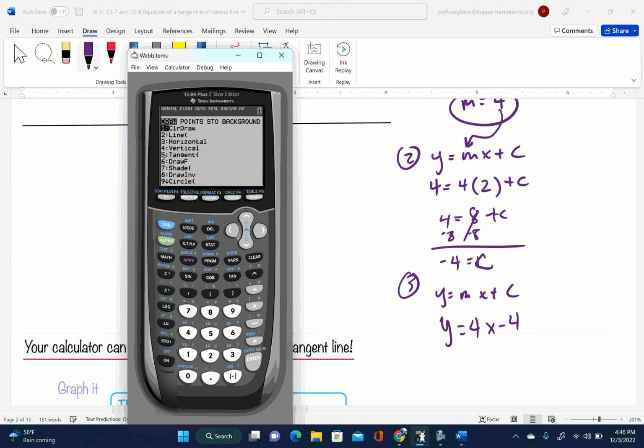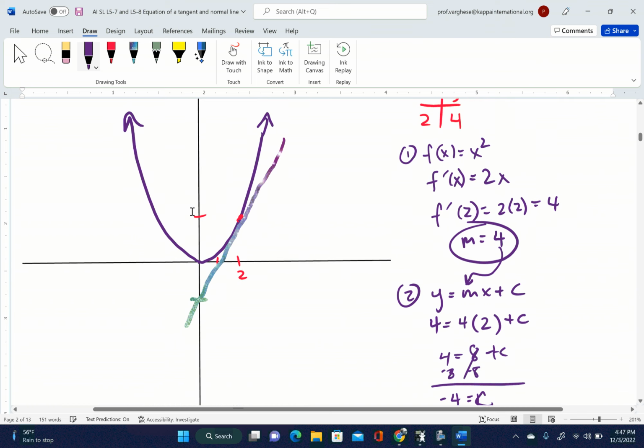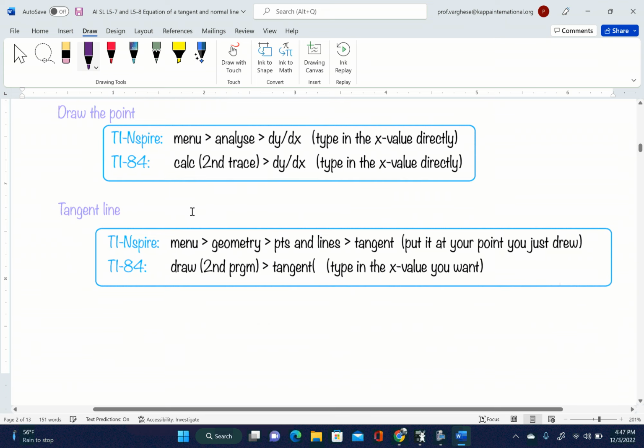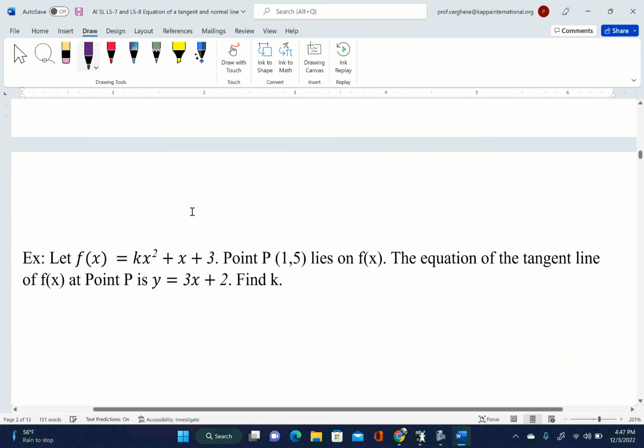And I'm going to do option number 5, which is tangent. So number 5. And now here I want to find this at x equals 2. So I'm just going to put the number 2 in and hit enter. And my calculator will also give me, boom, there's the function, y equals 4x plus -4, which is exactly what we have here. Which again, intuitively, this should make sense, right? My slope is positive and my y-intercept is -4. Okay, all right. So that's the steps on the calculator.